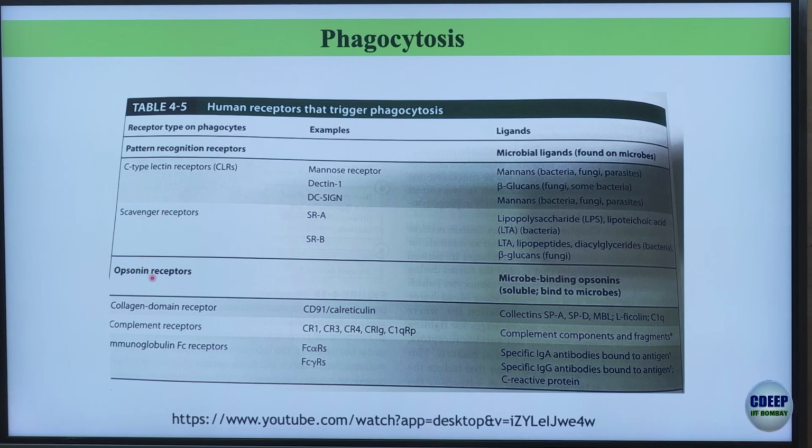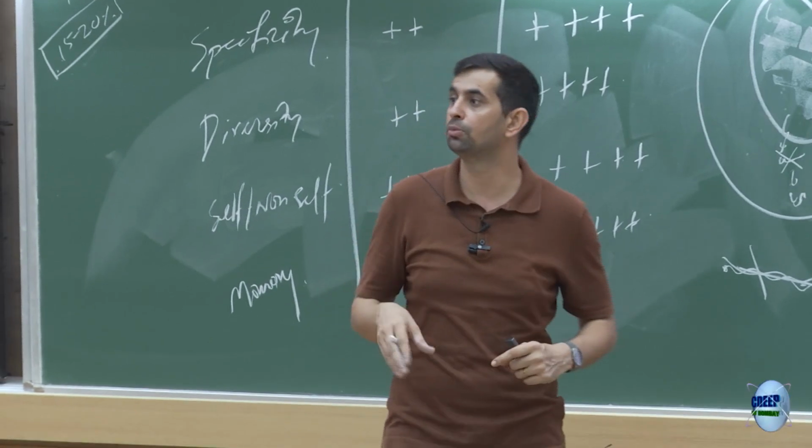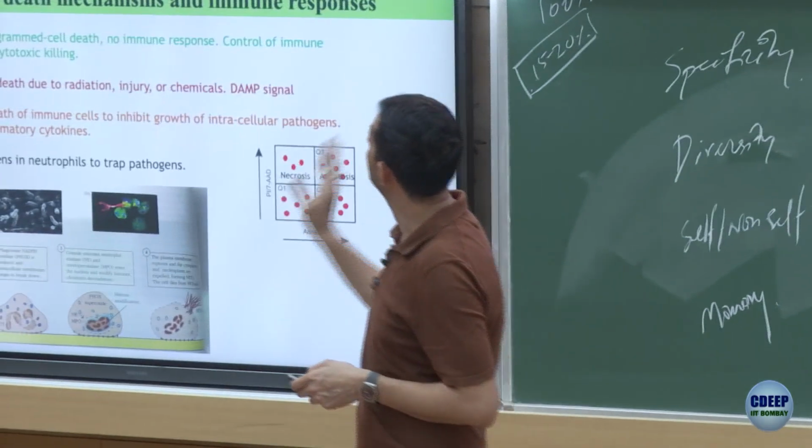Another is opsonin. So opsonin is nothing but a term from Europe someplace, that you make your food tasty by putting some kind of spices, and those spices are these, okay? So complement is the next class topic, which we'll discuss in more detail, and then of course binding of antibody. So if antibody or complement protein binds to the pathogen, then it becomes more tasty for the macrophages to eat. Okay. Type of cell death.